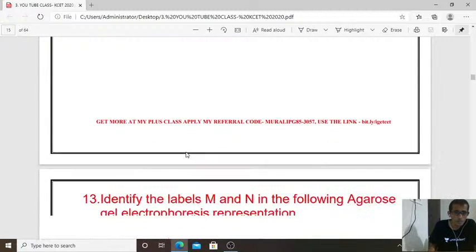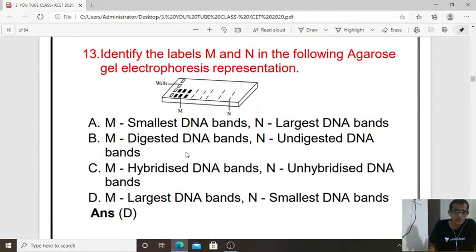Next, question number 30. Identify the labels M and N in the following agarose gel electrophoresis representation. This is the agarose plate, isn't it? What is the naming for this M and N? The answer is D. M means the largest DNA band. N refers to the smallest DNA band.